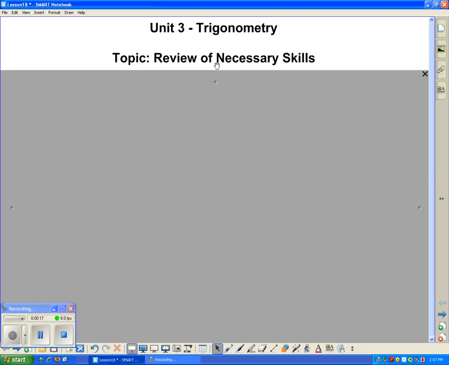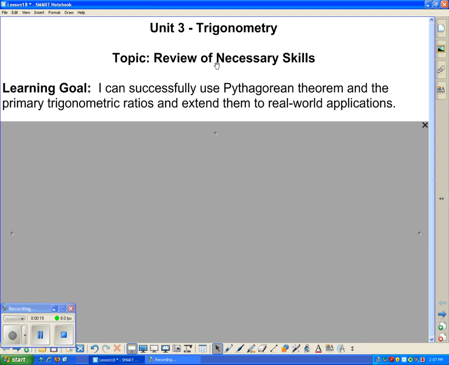Today our lesson, the focus is on review of necessary skills, so this is going to go back to grade 10. I'm going to move through this fairly quickly, so if you are copying the notes down, please make sure you pause the video as I move from slide to slide, because I am going to move fairly quickly through it. So what's the learning goal?